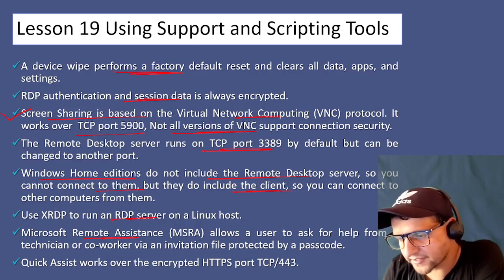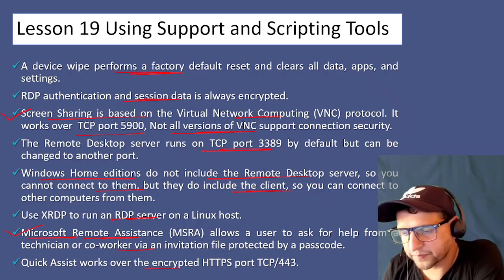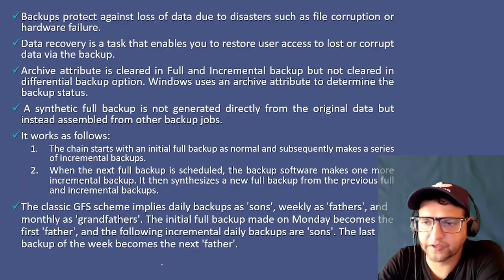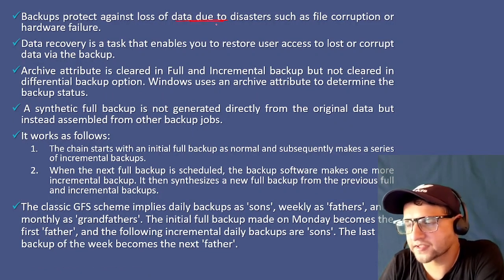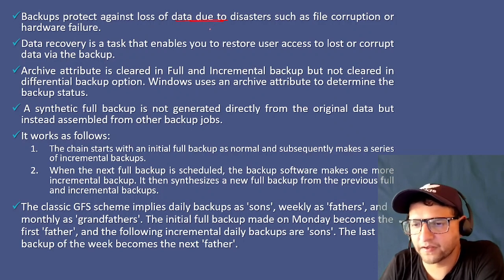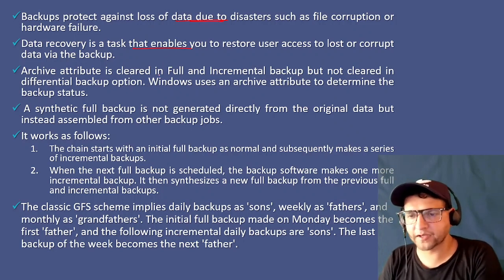Microsoft Remote Assistance allows a user to ask for help from a technician or co-worker through an invitation. So guys, it is a Microsoft feature, so please remember. Quick Assist works over the encrypted HTTPS port TCP 443. Backup protects against loss of data due to disasters such as file corruption or hardware failure. Data recovery is a task that enables you to restore user access to lost or corrupted data through backup.